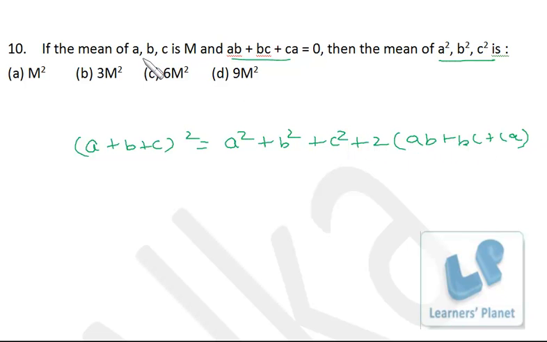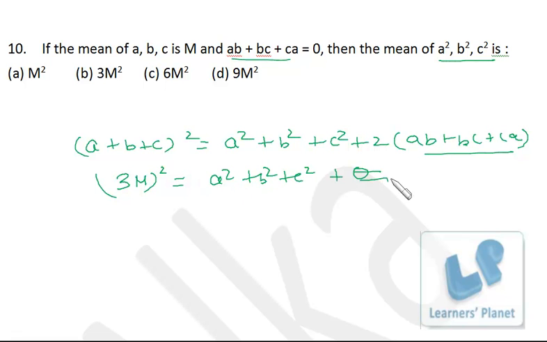Right? Now mean of A, B and C is m. That means A plus B plus C by 3 is m. That means A plus B plus C is 3m. Right? Now we have to find out A square plus B square plus C square, and this thing is given to be 0, so it is 0. Right? So A square plus B square plus C square is equal to 9m square.